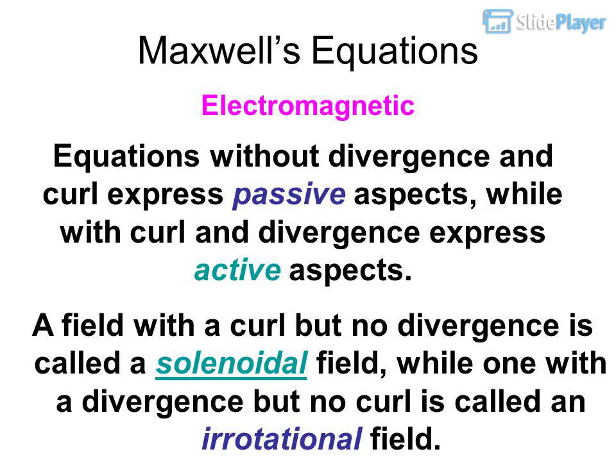Maxwell's equations. Electromagnetic. Equations without divergence and curl express passive aspects, while those with curl and divergence express active aspects. A field with a curl but no divergence is called a solenoidal field, while one with a divergence but no curl is called an irrotational field.